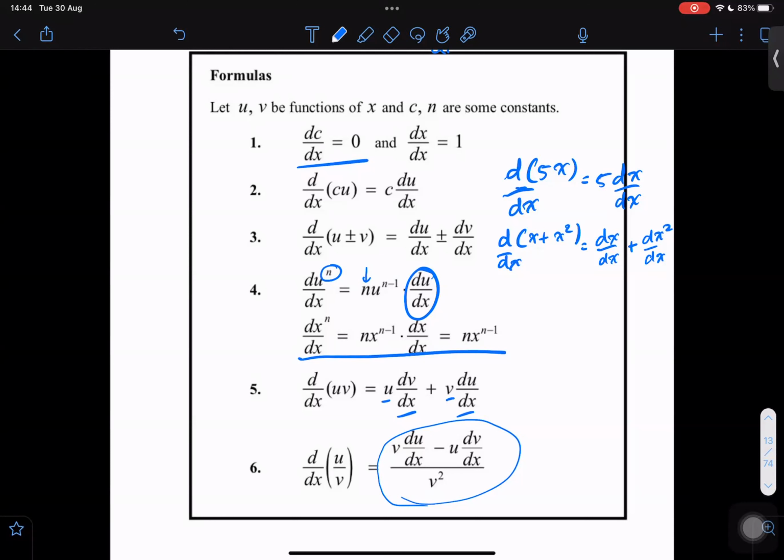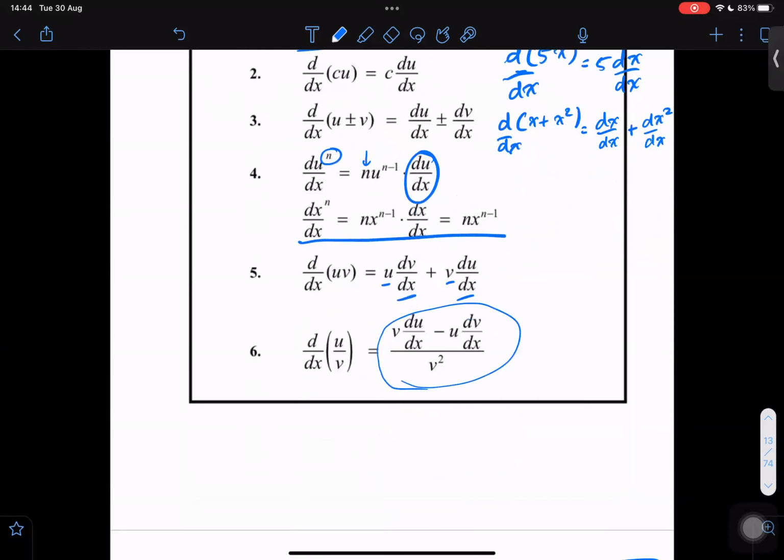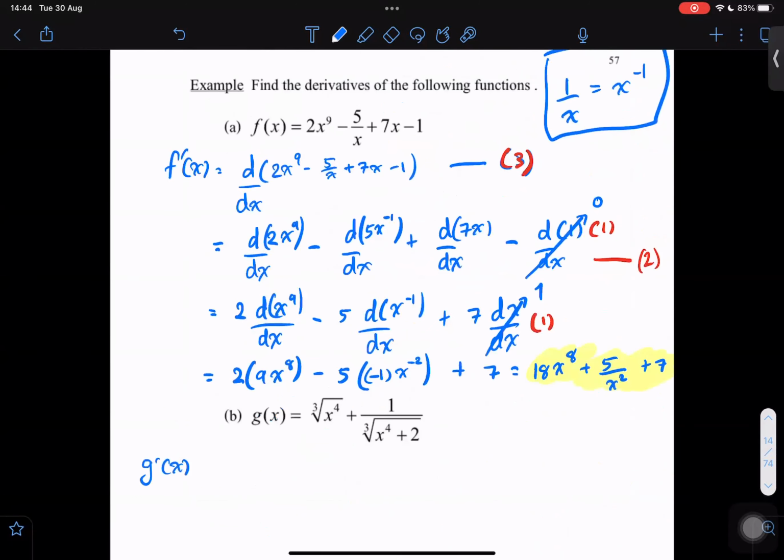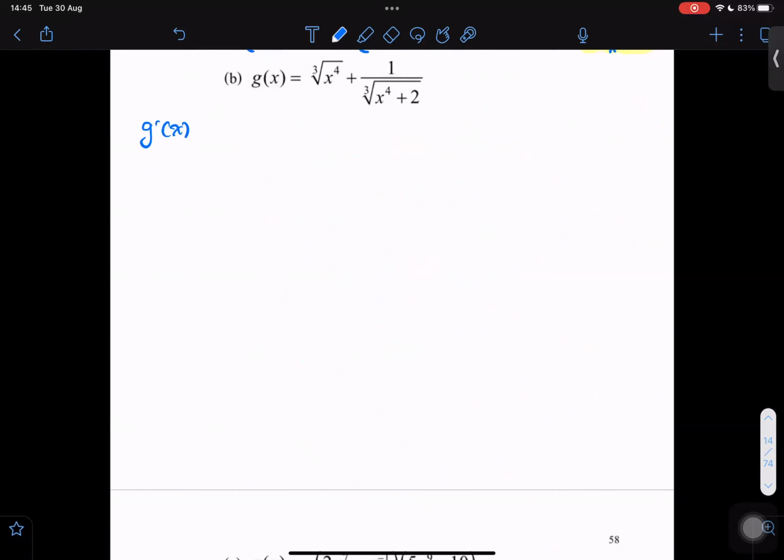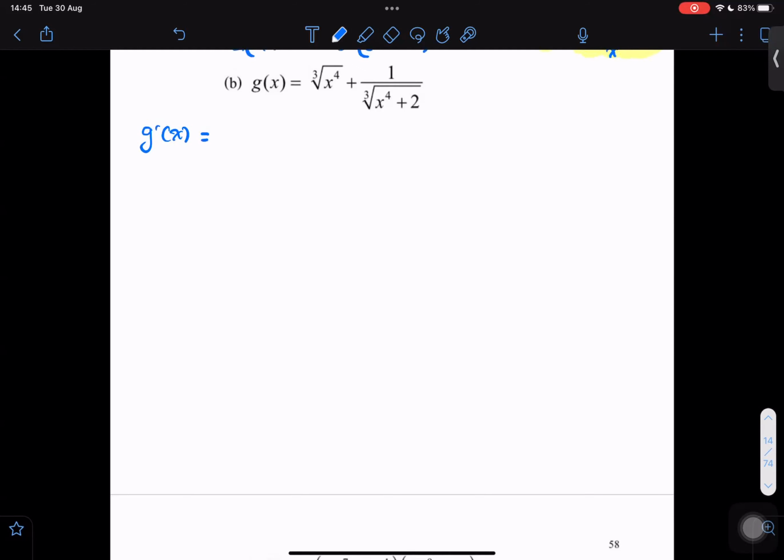Okay, so I think you have done it or trying to answer this one, I will just write. Okay, and then you can check your steps. So it becomes d by dx of the cube root of x to the fourth plus 1 over cube root of x to the fourth plus 2.